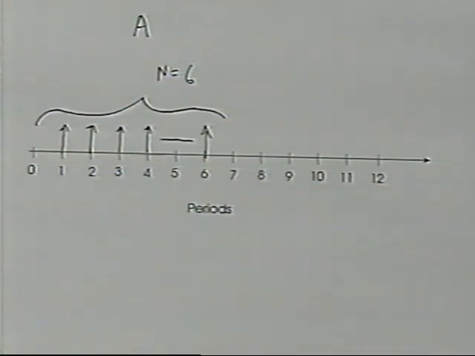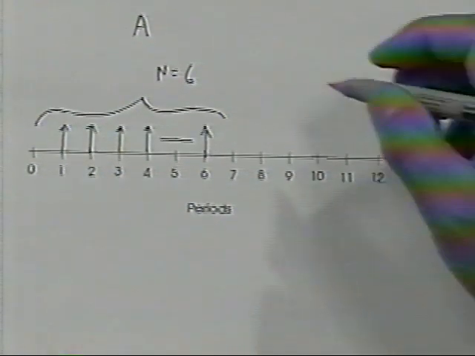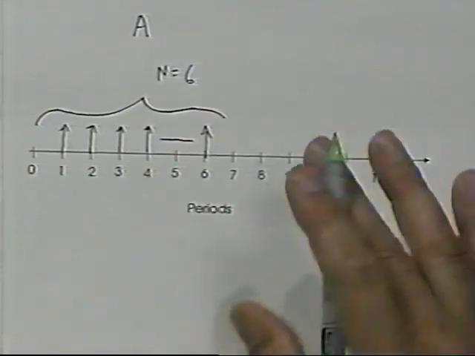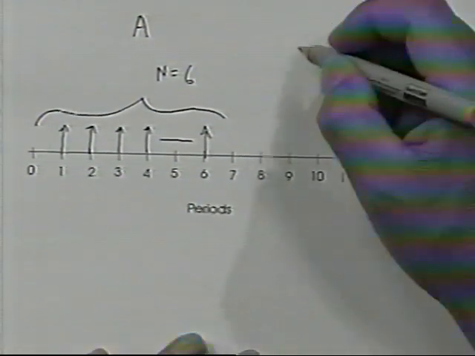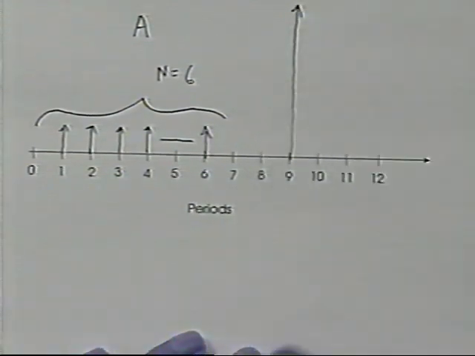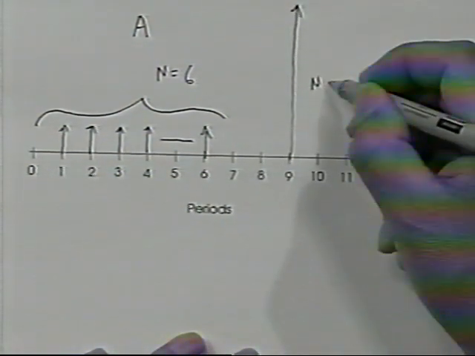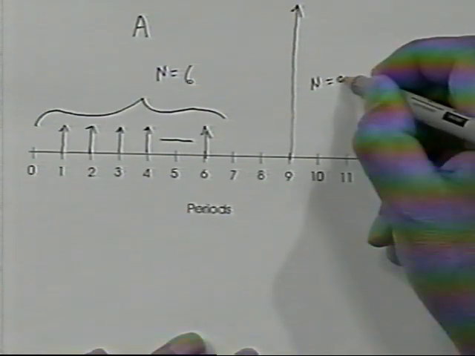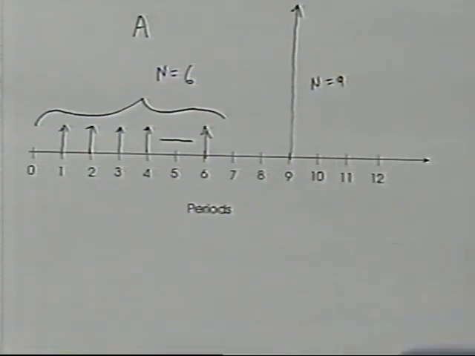This can be contrasted with a future worth, which is what we'll be converting annuities to and from, which is just a single payment at some time in the future. In this case, it's 9 periods in the future. So n is equal to 9.